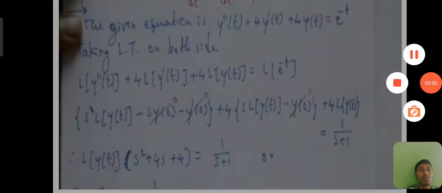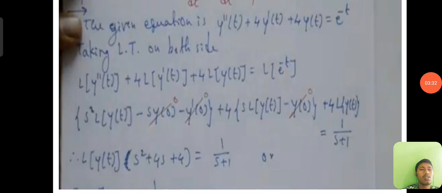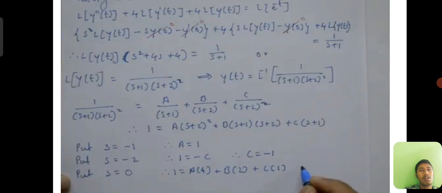According to this, we can take the common L of y of t, and we get the equation (s² + 4s + 4) L of y of t equals 1 by s plus 1. Or you can write it as L of y of t equals 1 by (s plus 1)(s² + 4s + 4), with the numerator part moving into the denominator.